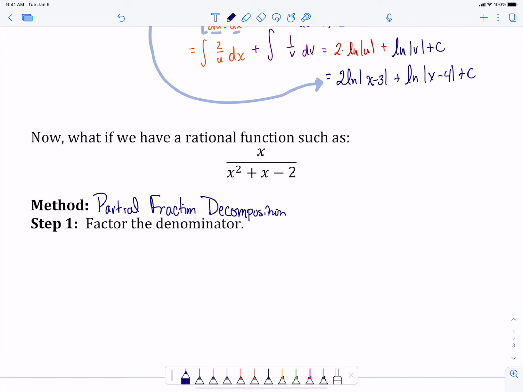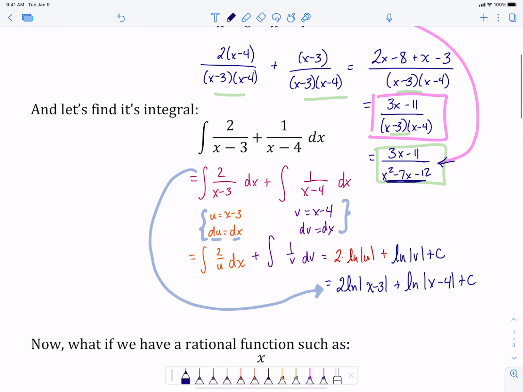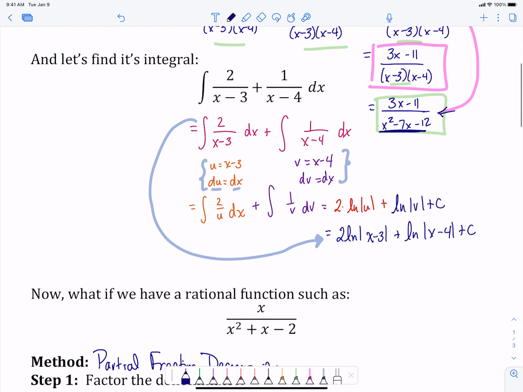And I kind of actually like this term, especially the decomposition part of it, because we're going to take something that's written nice and compactly like this, and we're going to split it up and decompose it into two separate functions or more, depending on what we need. We'll see some that need more. Two or more separate smaller fractions that are added together.